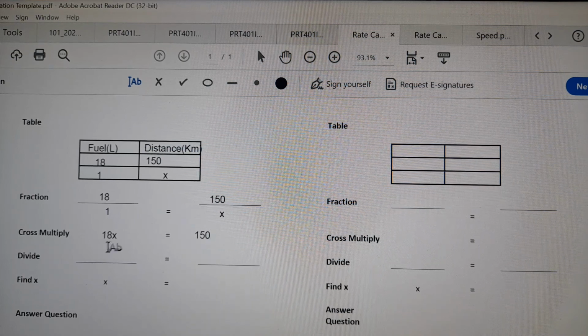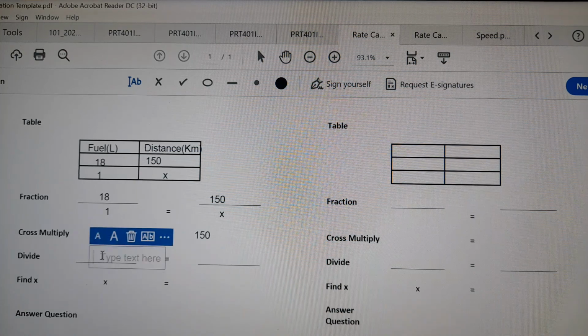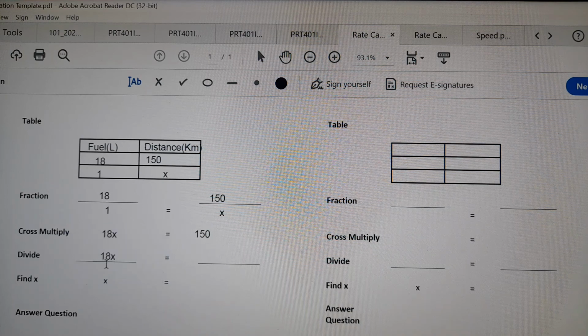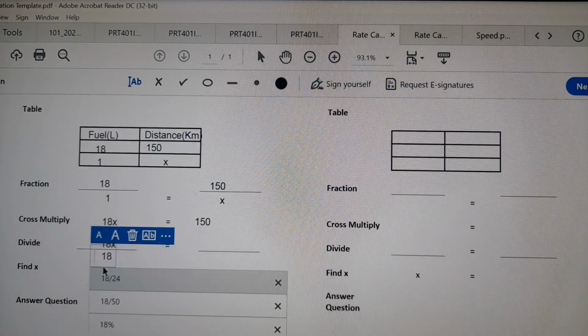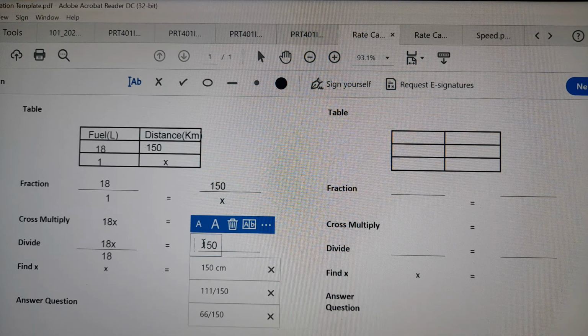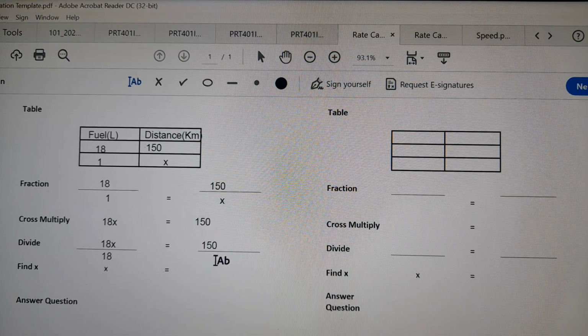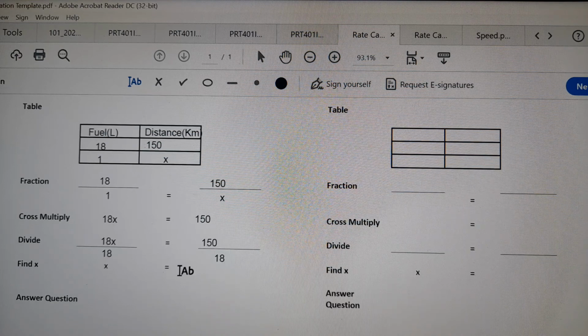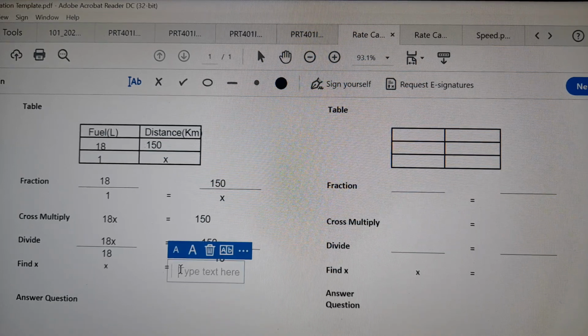Now I know that I must divide by 18 on both sides. So I will have 18x and I will divide by 18 this side. I hope I will be able to write that. Yes. And I will have 150 divided by 18 as well. Then I will get my answer for x. And what will be the answer for x? Let's quickly do that. We can press our calculators. Help me to double check if this is correct.